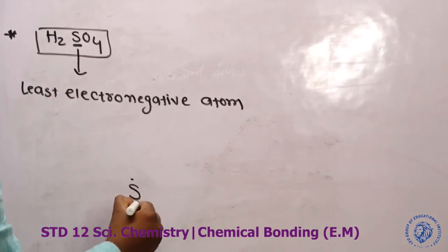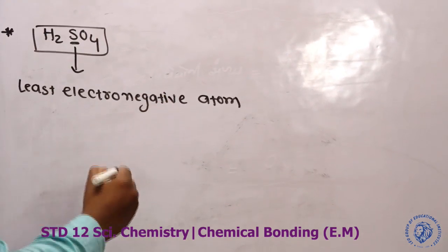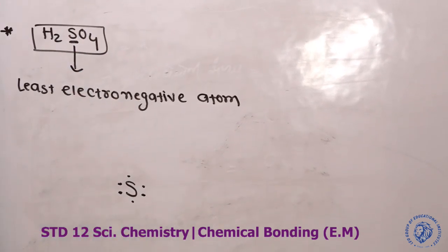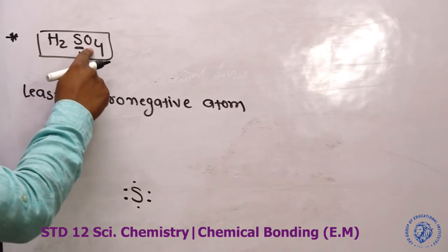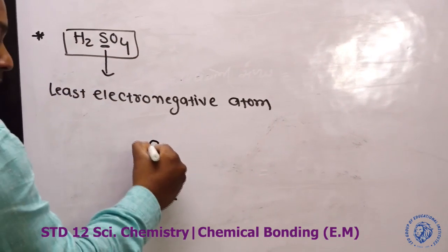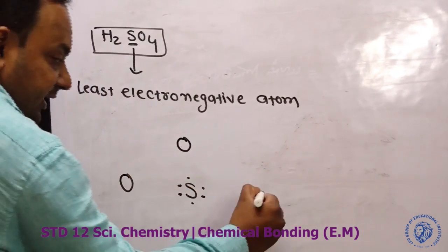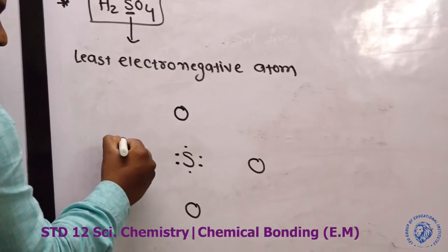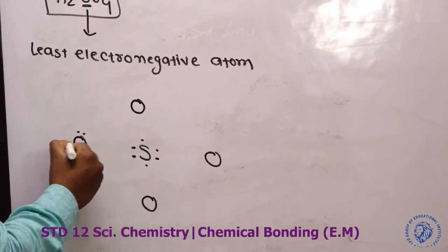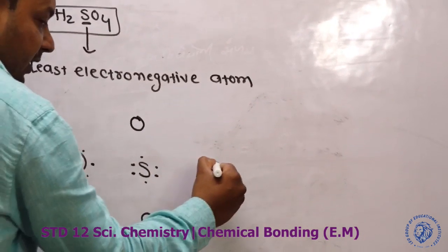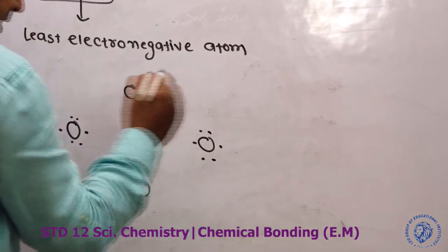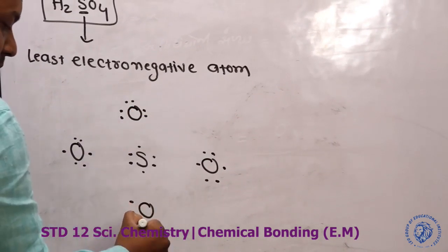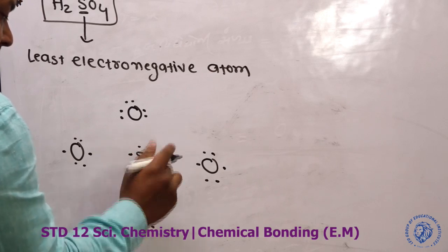Sulfur has how many valence electrons? 6. Very good. So it has 6 valence electrons. Now, how many oxygen atoms? 4. The more electronegative atoms are present in the surrounding: 1, 2, 3, 4. Oxygen has how many valence electrons? 6, each with 1, 2, 3, 4, 5, 6.